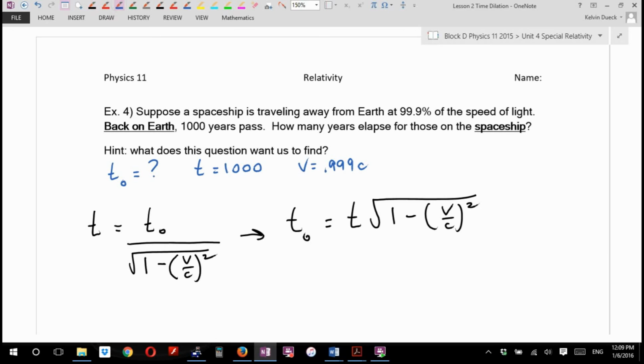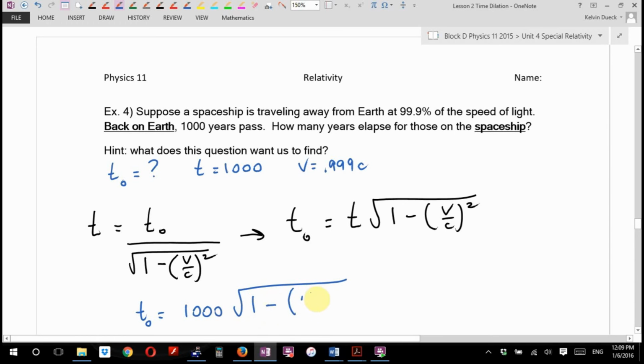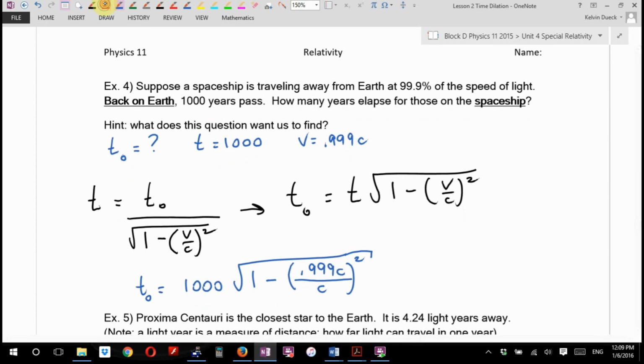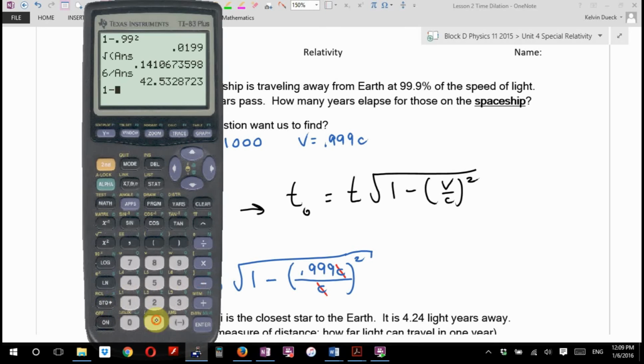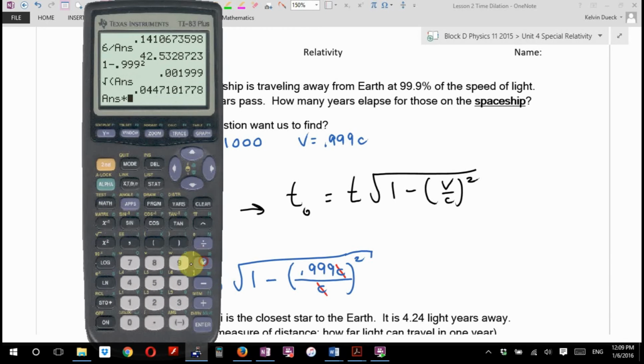Okay, so 1,000 years have gone by on Earth. How much time elapsed on the spaceship? 1,000 times the square root of 1 minus 0.999c all over c all squared. What happens to the c's? They cancel. So I'm going to go like this: 1 minus 0.999 squared, square root of that, times 1,000. 1,000 years on the Earth is 44.7 years on the ship.